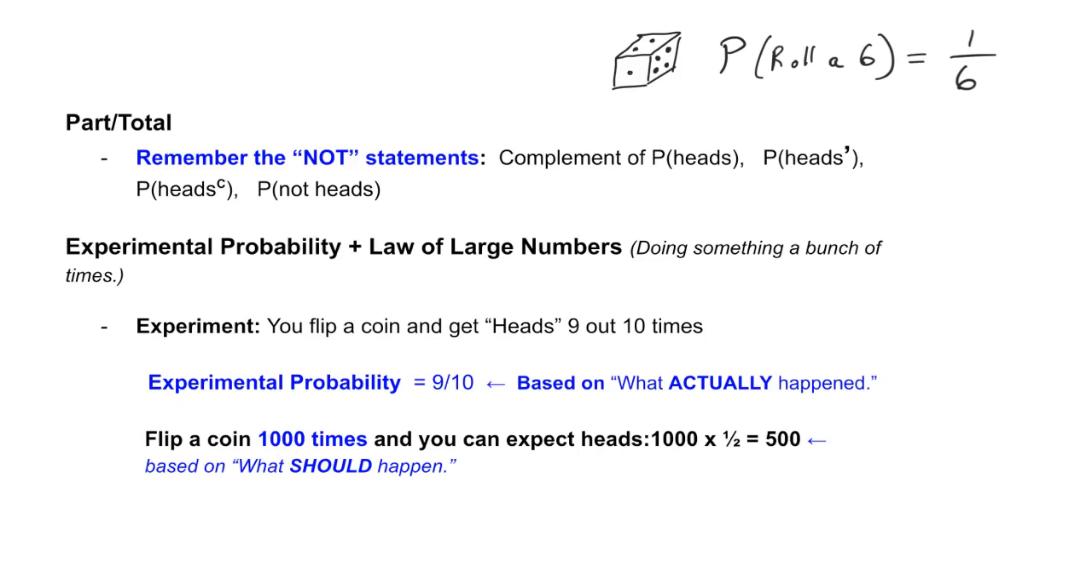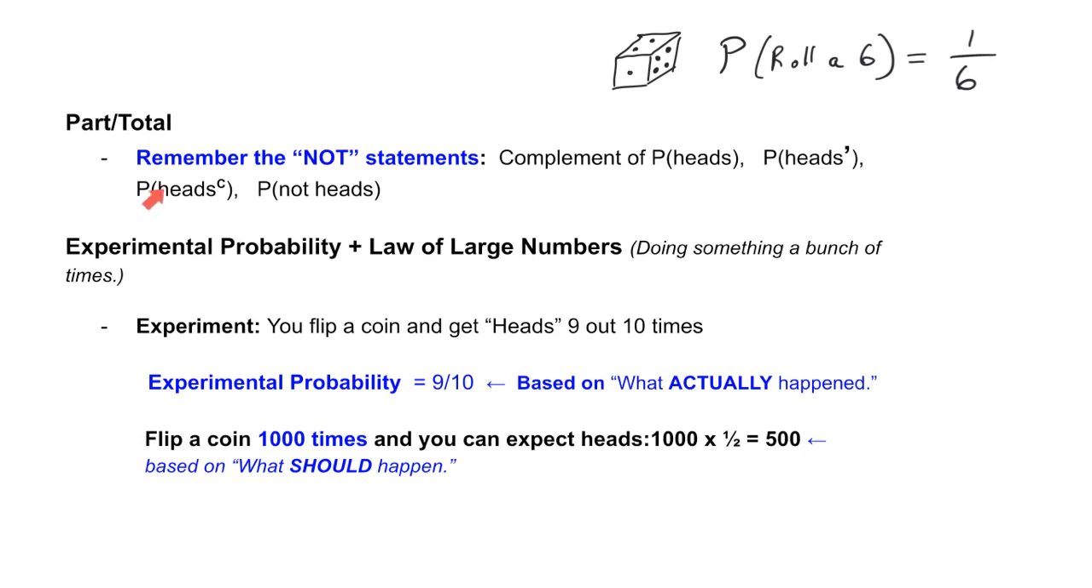All right, this video is going to walk you through a quick overview of our chapter, starting with part over total. Part over total is just like it says. If you got 6 sides on the die, and you're going to say, what's the probability that you're going to roll a 6? Well, there's only one side that has a 6 on it, so it's the part, 1, out of a total 6 sides, and the chance of you doing that is 1/6.